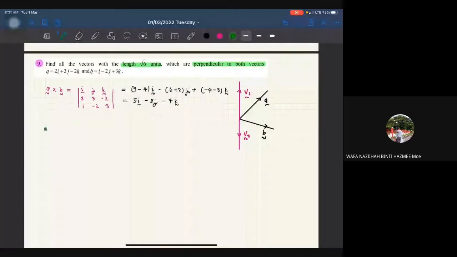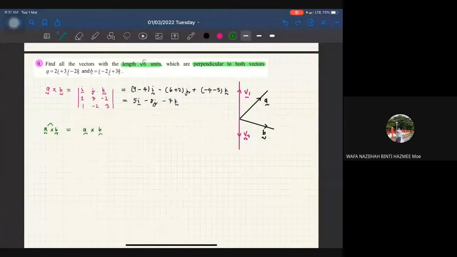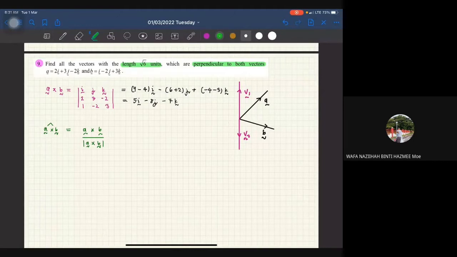So A cross B unit vector is equal to A cross B over the magnitude of A cross B. Okay, so you have this one already. Awak tak ada yang magnitude sahaja. So let's find the magnitude together.